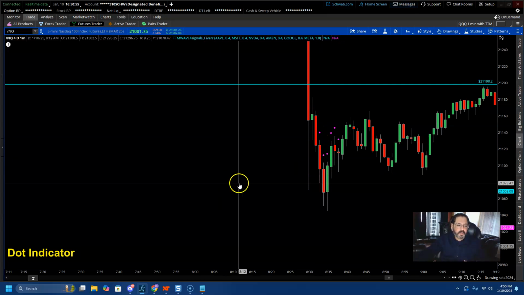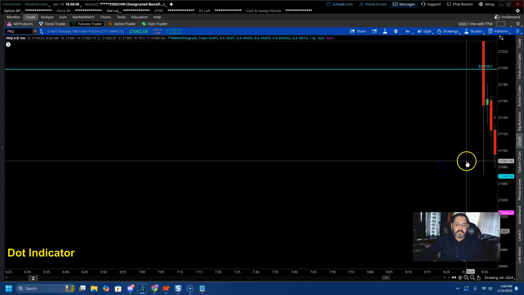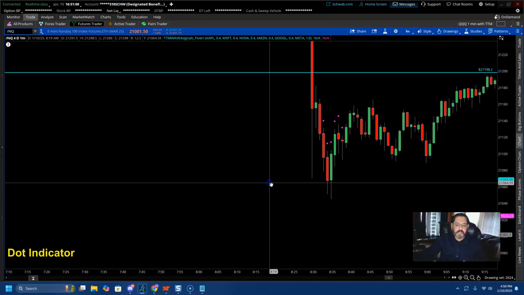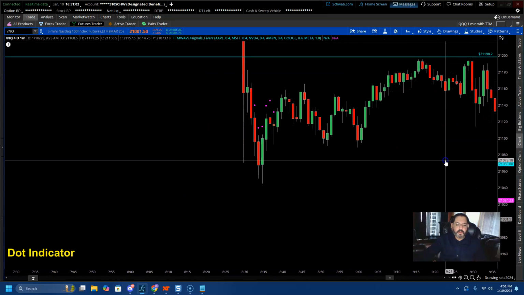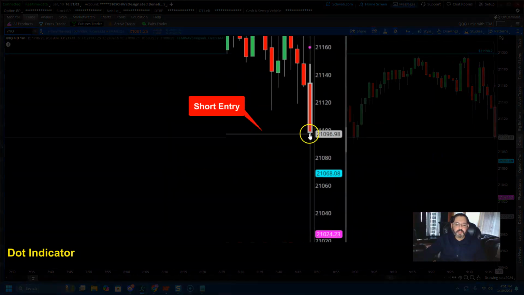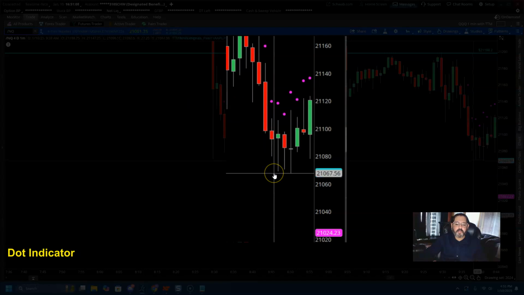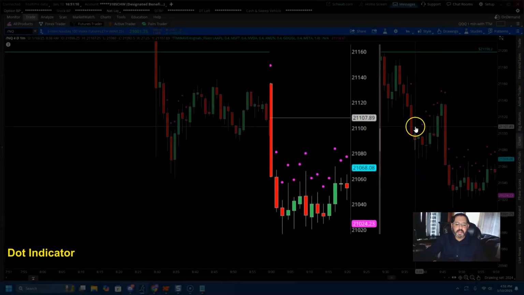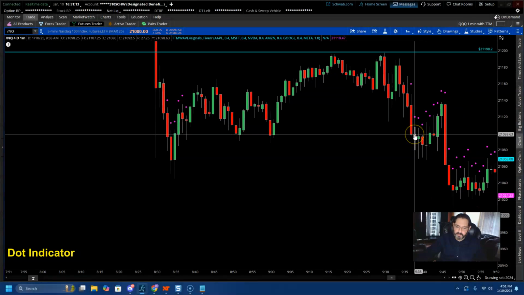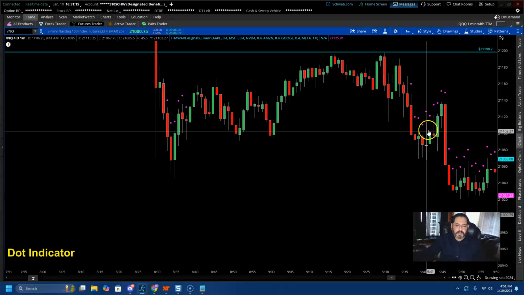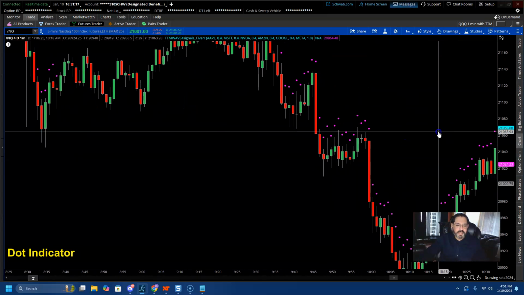If it's a purple dot, you see it, the entry is right here, you take the short right there, and then you can adjust as per your P&L. So this one right here, short right there, it dropped from 21,097 all the way to 67, about 30 points. You can trail, you can stop, or if you don't move, obviously you would get stopped because it bounced from there. So that's one way.